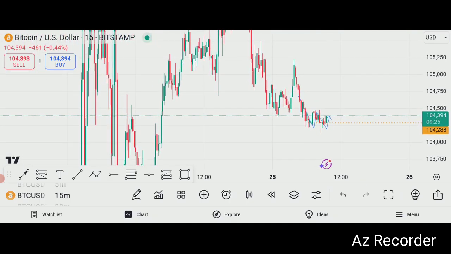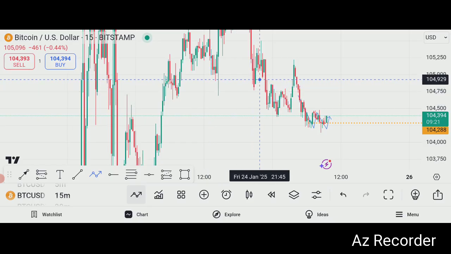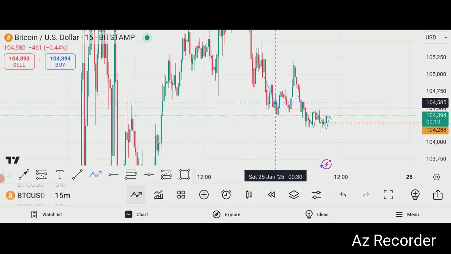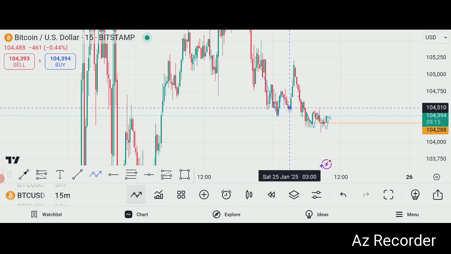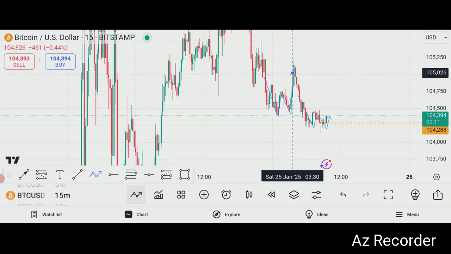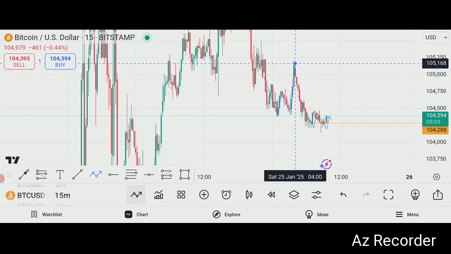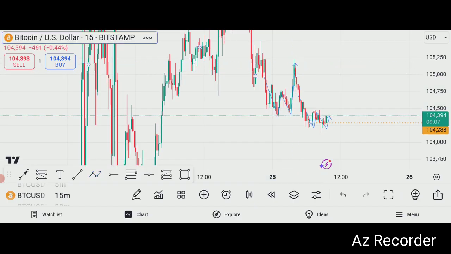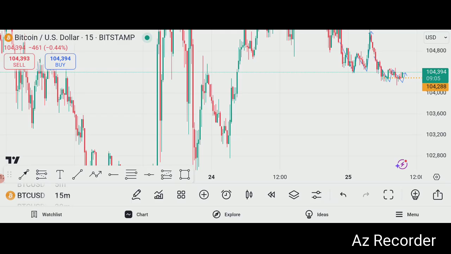Now this is another one right here. This is another W pattern right here. Also a perfect one right here. Price came here, went up, came down, and then went up like this. This is a perfect W pattern. Now this is another one right here.